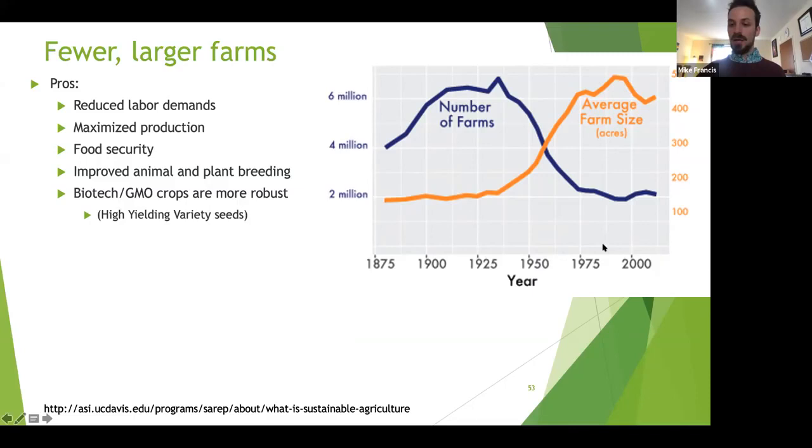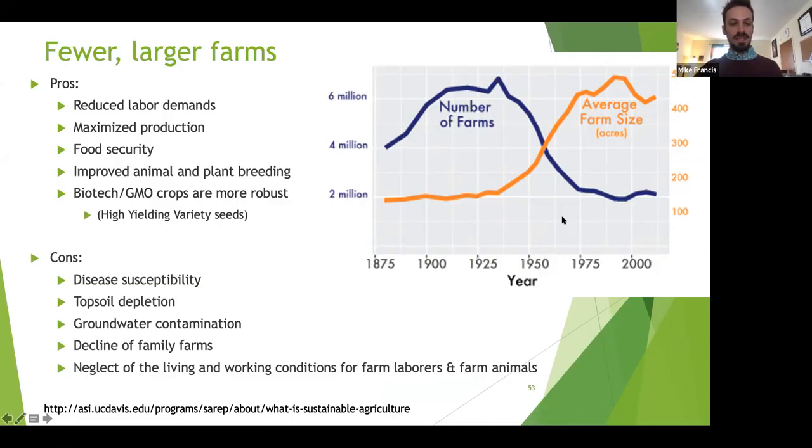But there are also cons. As we mentioned, there's disease susceptibility of these large farms. The topsoil is depleted very quickly, you can get groundwater contamination, and there's definitely a higher risk of pollution. There's the decline of family farms, so you're seeing small businesses hurt by this. And there's also the greater potential of neglect in terms of farm laborers and also farm animals when you have larger farms.